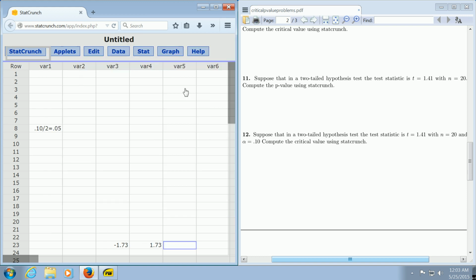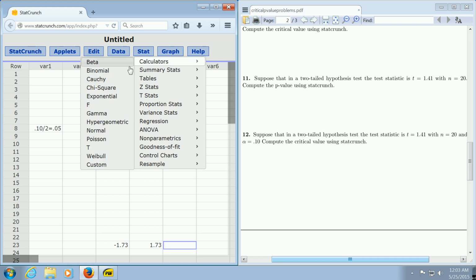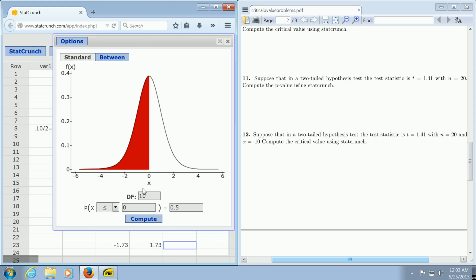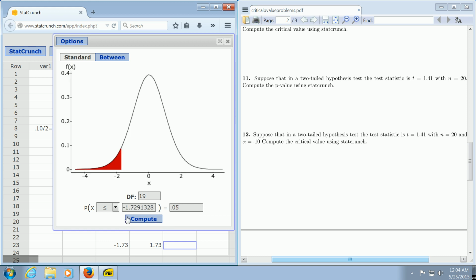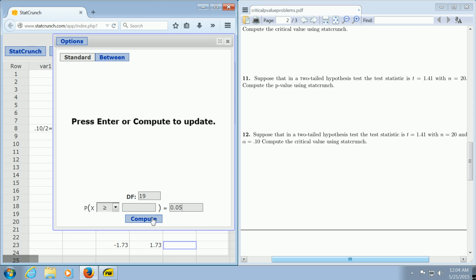So to recap, because it's a two-tailed test, we first have to divide the alpha by 2, then we go to stat, calculators, and then you go all the way down to T, you left click. To figure out what DF is, you just take your sample size, which in this case is 20, and you subtract 1, so that's 19, and then you just enter 0.05 here in this box, and then you click compute, so negative 1.73, and so the other answer must be 1.73, and you can always check. You can pick greater than, and then plug in 0.05, and you get the opposite.